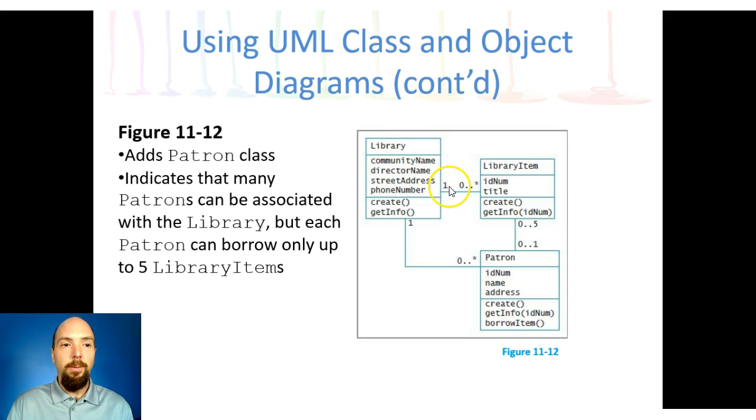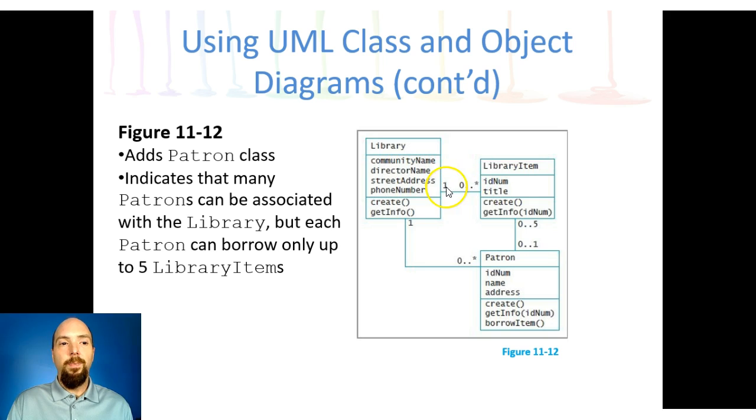For each one library, they could have anywhere from 0 to many library items. And then for each one library, they could have anywhere from 0 to an infinite number of patrons. So it's possible for a library to not have anybody that comes in and checks out books. It's possible for a library to not have any items. But it's also possible for a library to have thousands of items and thousands of patrons.